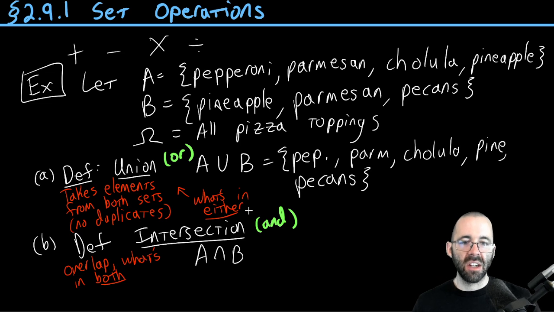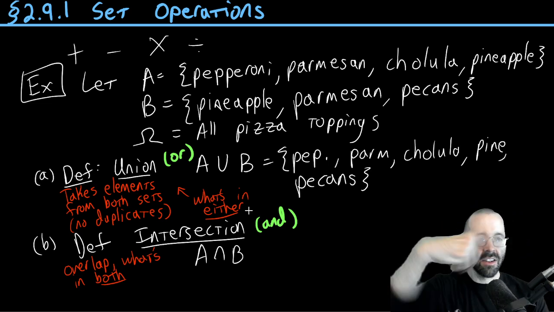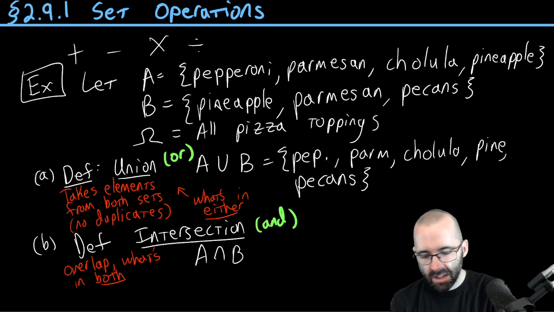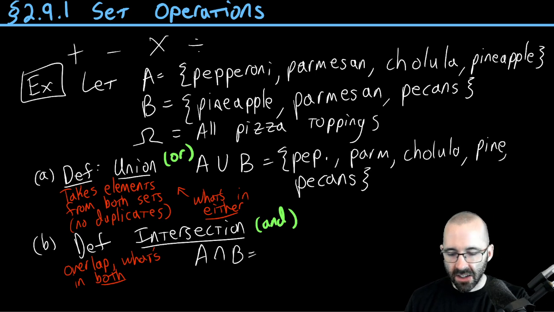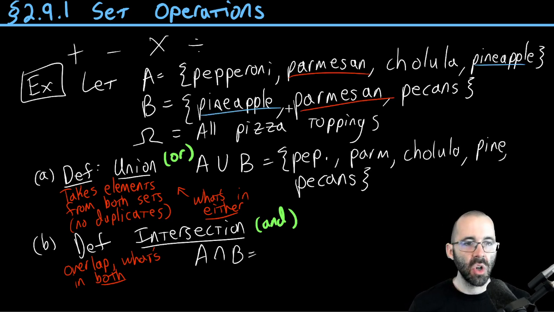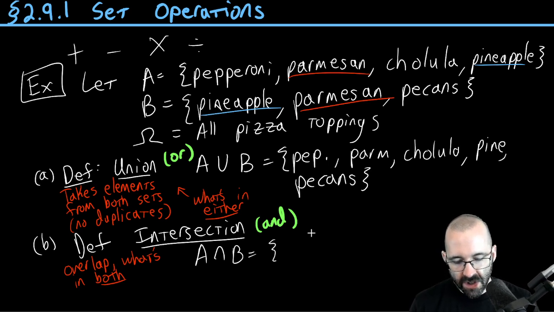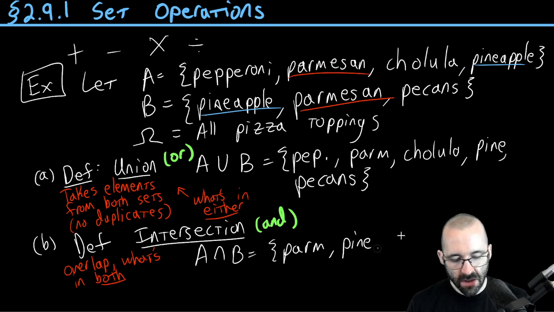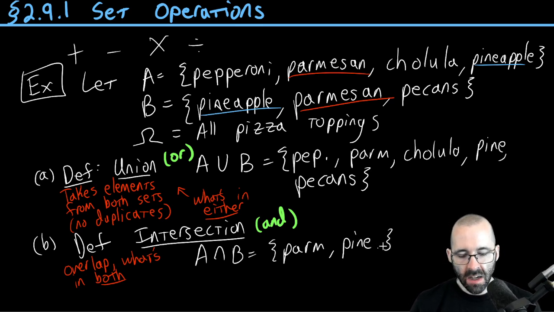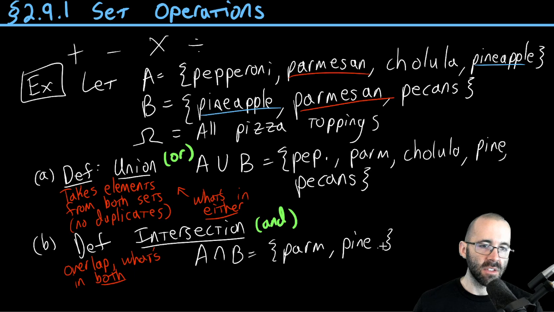So that's kind of the difference between intersection and union. And they basically look the same, just upside down. So what is in both sets here? Well, we don't both like pepperoni. She doesn't really like pepperoni. We both like Parmesan. We both like pineapple. So yeah, that's the intersection. It's a set containing Parmesan and pineapple. And that's basically what intersection and unions are.